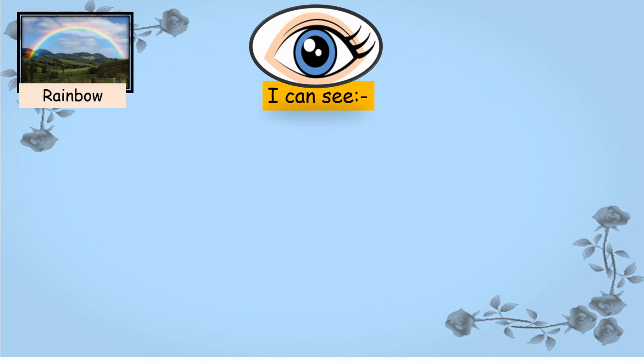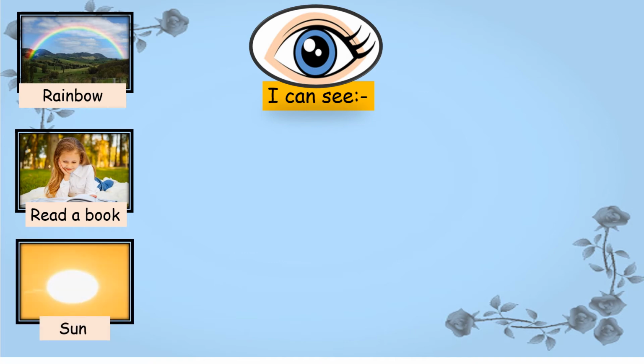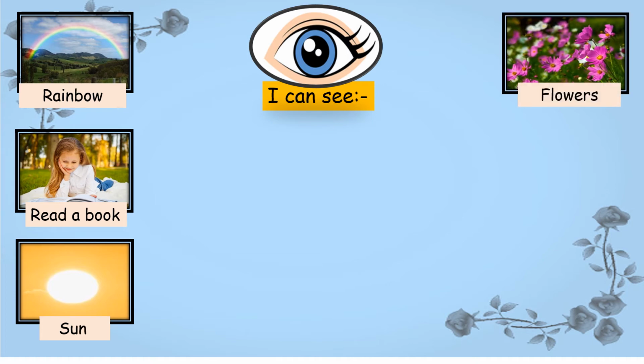I can see. What is that, children? Yes, it is a rainbow. But can we touch the rainbow? You're right. We cannot touch the rainbow. We can just see, right? What this girl is doing, children? Yes, she is reading a book. She is using her sense of sight to see the book and read. And sun. We can see the sun, but we cannot touch them, remember, right?